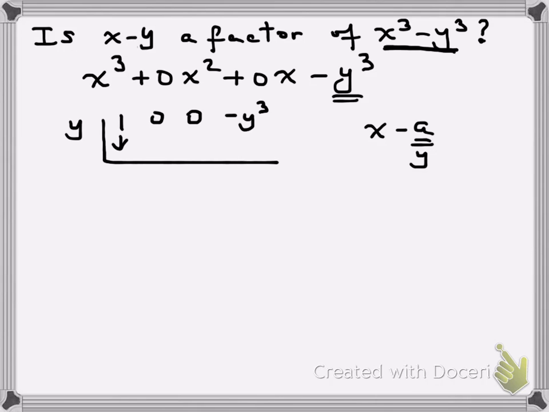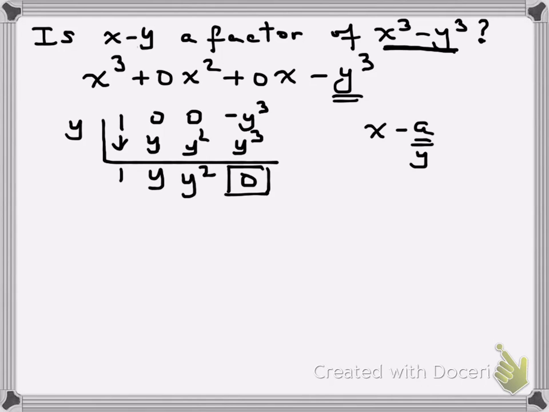So bring down the 1. y times 1 is y. Now let's add: 0 plus y is y. Now y times y is y squared, so that's going to go here. Now add vertically: 0 plus y squared is y squared. And now y times y squared is y cubed, and negative y cubed plus y cubed is just 0. So that means that the remainder here is equal to 0. But what does that tell us? It tells us that x minus y is a perfect factor of x cubed minus y cubed.